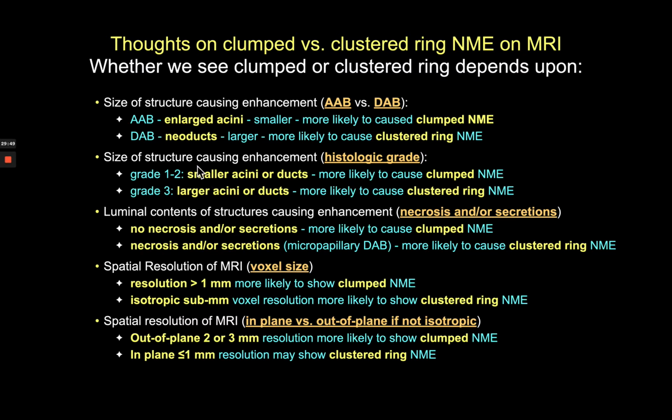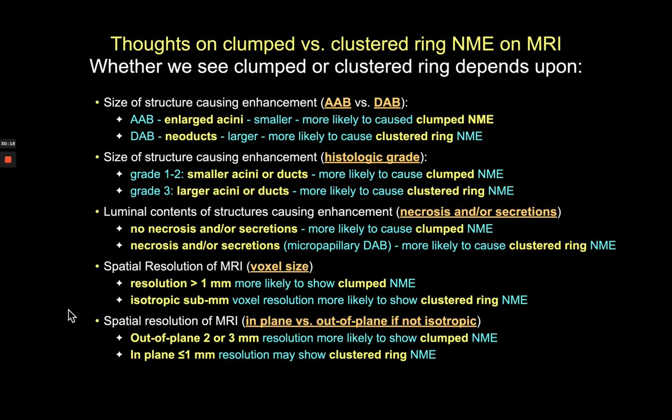The size of the structure is affected by grade. So grade 1 and grade 2 tends to be enlarged acini or smaller neoducts, and that tends to give us more of a clumped pattern in MR, whereas grade 3 tends to give us larger acini with more necrosis in the lumen and more likely to give us clustered rings. Now, the luminal contents can affect it. If there's no necrosis or secretions, we're more likely to see clumped. If there's necrosis or secretions, we're more likely to see clustered ring.